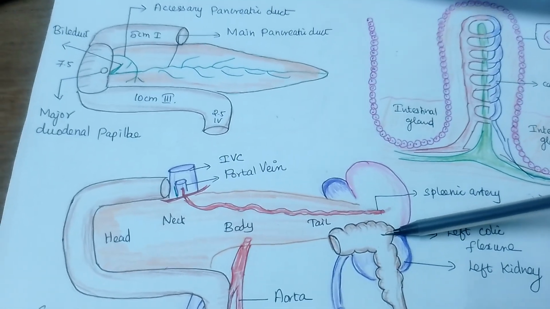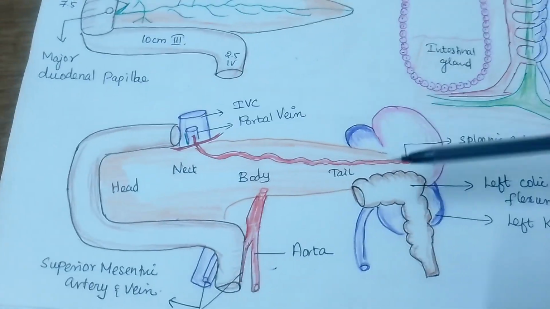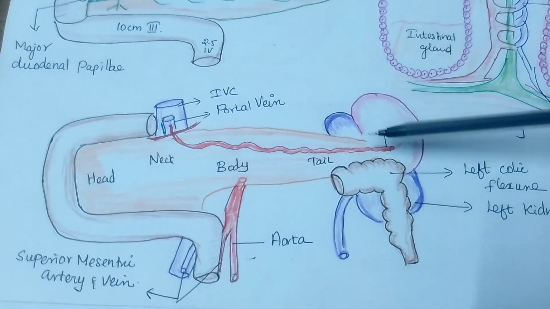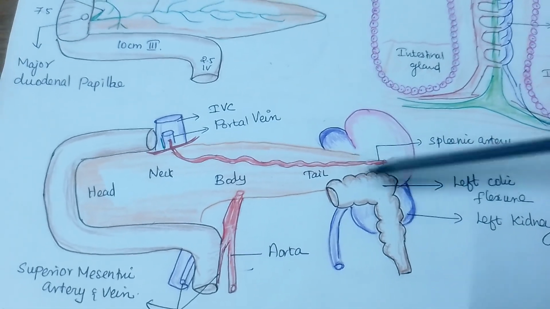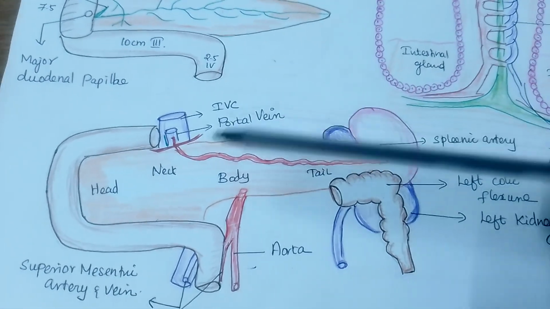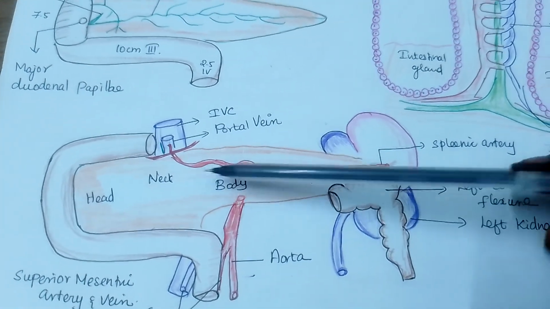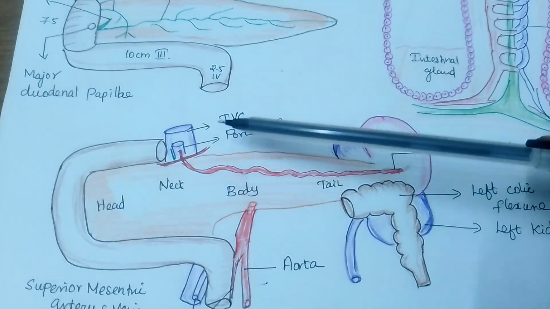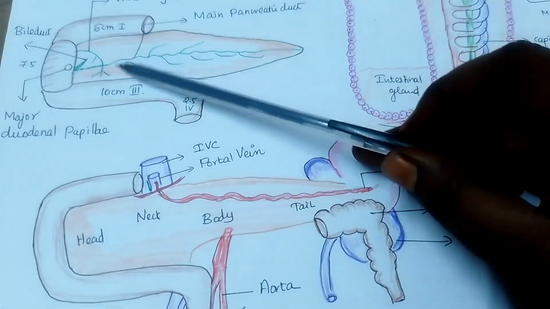For the nerve supply, there is sympathetic as well as parasympathetic supply: sympathetic T6 to T10, and parasympathetic by the vagus nerve. Ducts of the pancreas: the hepatopancreatic ampulla is present. This is the main duct, and on the right is the common bile duct. I will show you in the next picture. This is the duct.